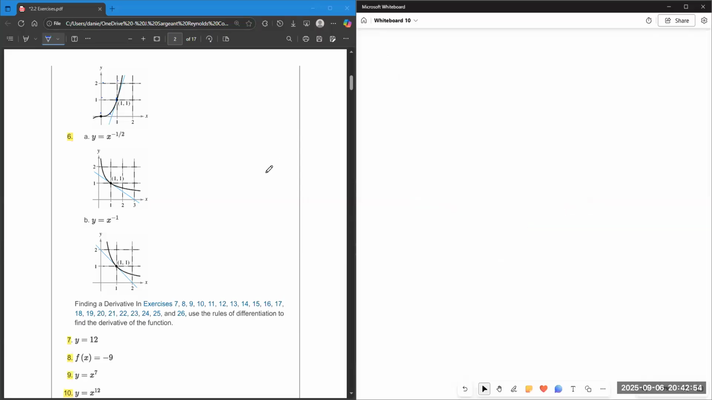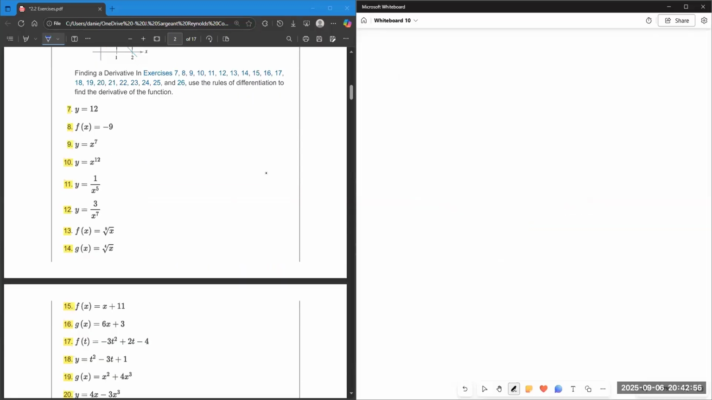All right, let's look at number 7 here. The derivative of any constant is going to be 0. Same with number 8. Number 9, we have 7x to the 6th. We multiply exponent times coefficient. So 7 times 1 is 7, drop the exponent by 1. Number 10 is going to be 12x to the 11th.